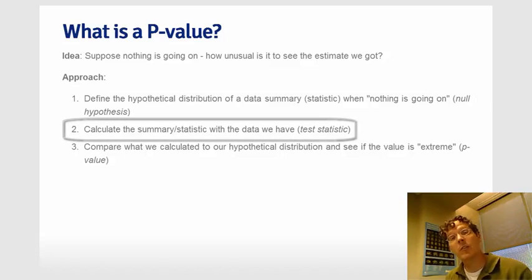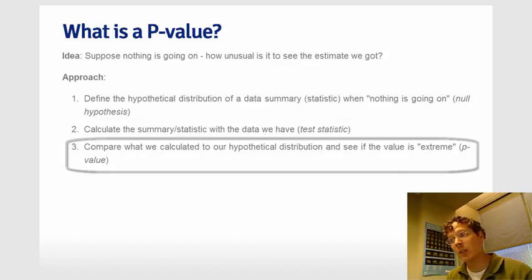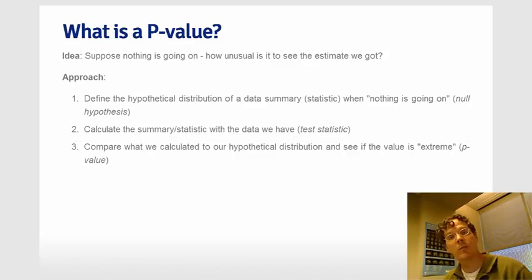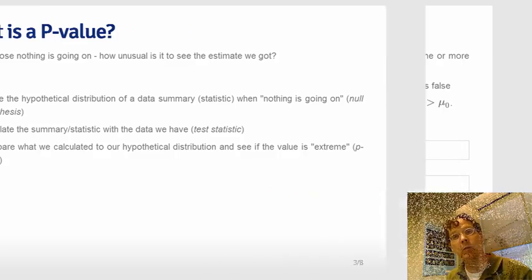Then we calculate the statistic with the data that we actually have. So for example, we calculate our T statistic. We actually plug in the empirical mean, subtract off the hypothesized mean, and divide by the standard error. Then we calculate the probability of obtaining a statistic as or more extreme. In other words, we compare what we calculated to our hypothetical distribution and we see how extreme it is toward the alternative. So if the p-value is small, what you're saying is the probability of observing a test statistic as extreme as we saw is low if the null hypothesis were true.